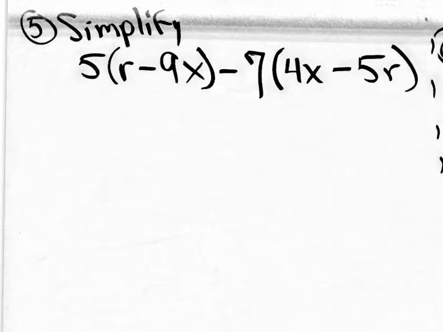So you're going to distribute the 5. 5 times r is 5r. 5 times negative 9x is negative 45x. Okay, and obviously you cannot combine those guys. So let's continue with the distribution.